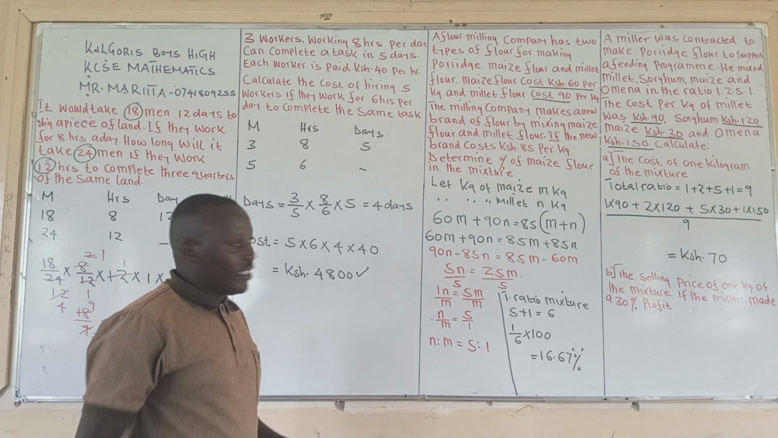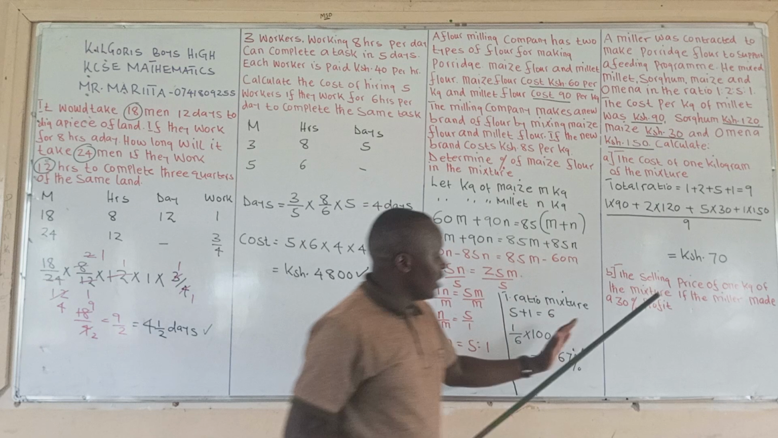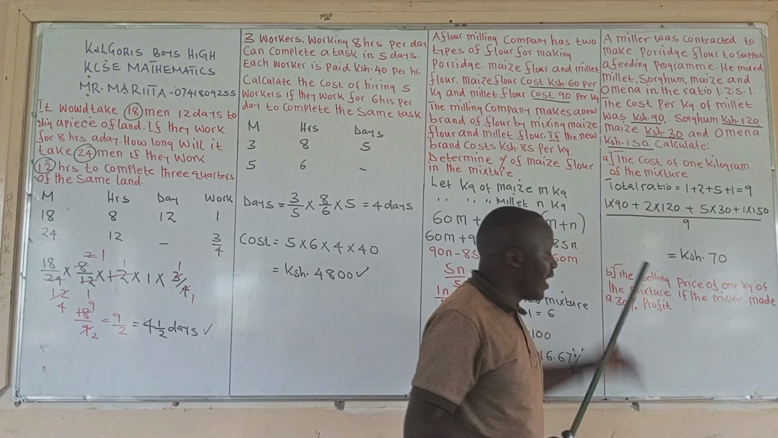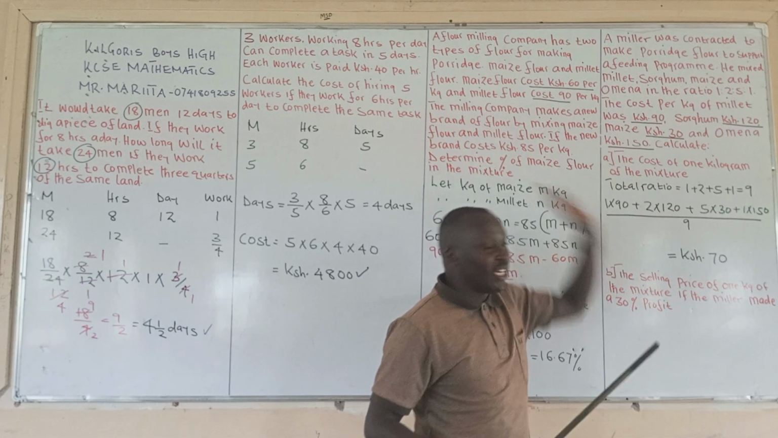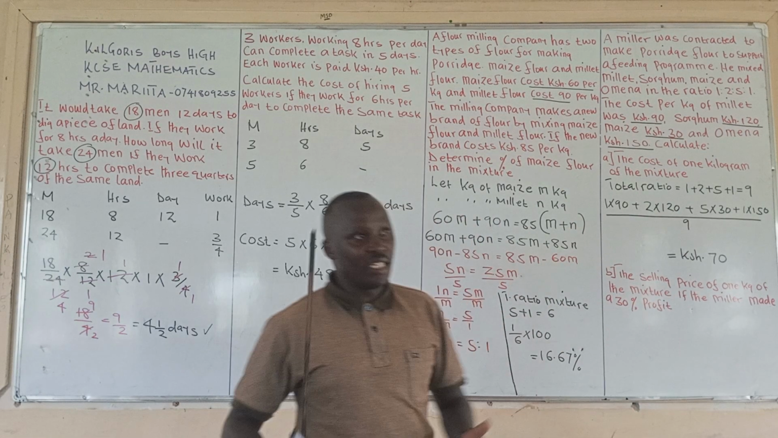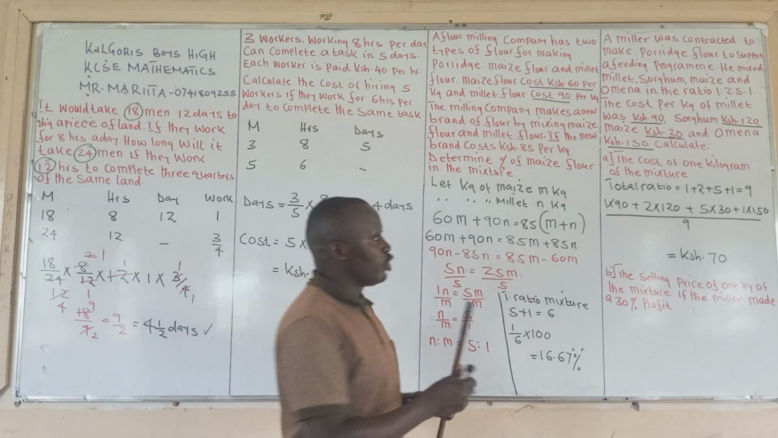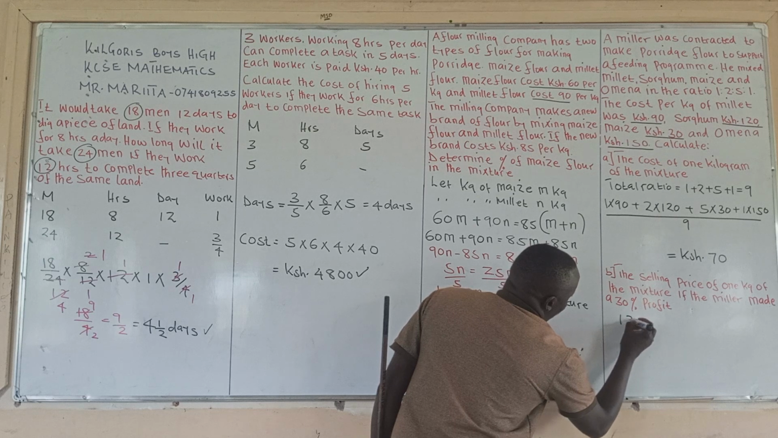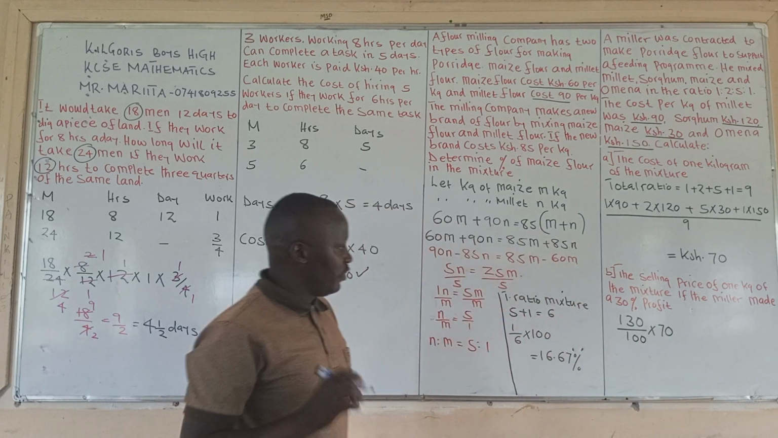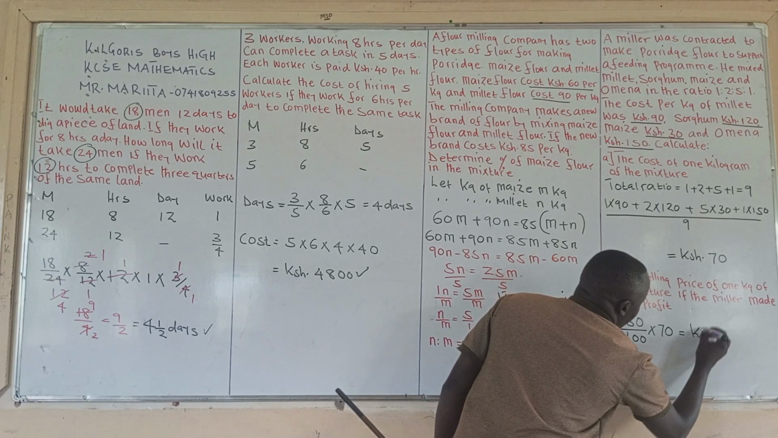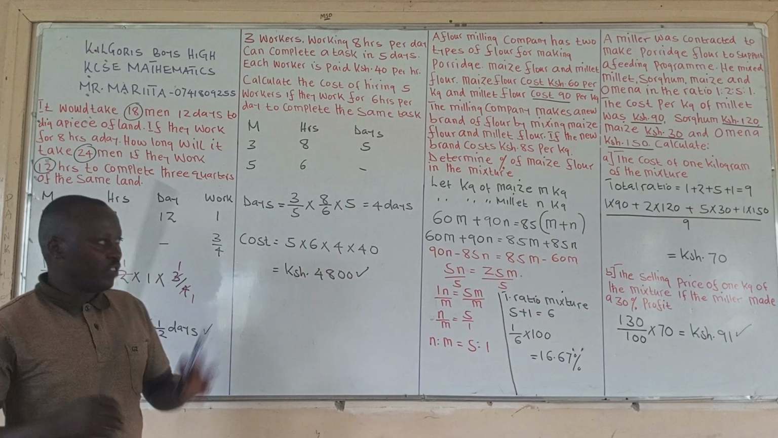Then we calculate the selling price. Calculate the selling price of 1 kg of the mixture if the miller made 30% profit. So there is a profit of 30%. Initially this is equivalent to 100%, and the profit made from selling this flour is 30%. So we increase 100 by 30, and the selling price is 130. You divide this by 100, then multiply by 70. So the selling price of the mixture is 91 Kenya shillings.